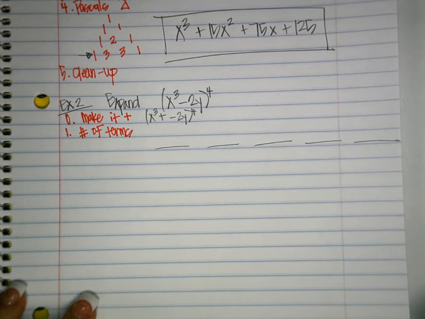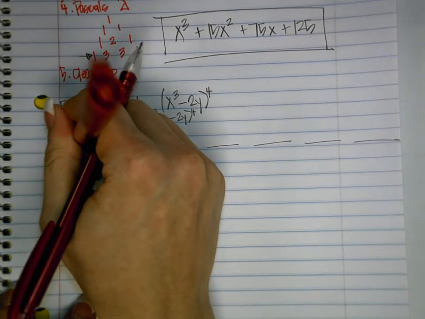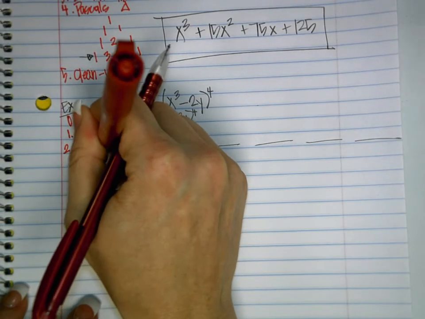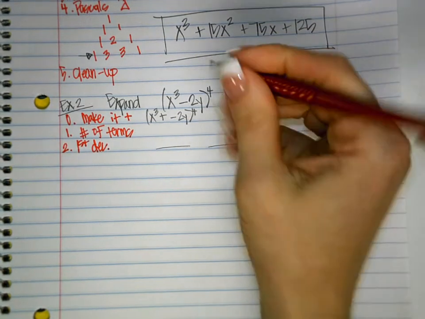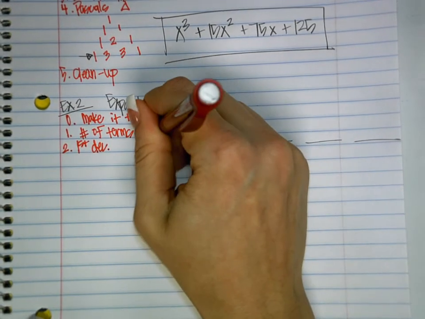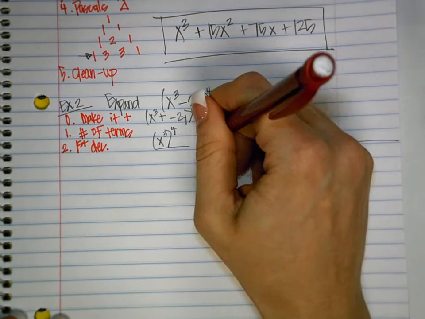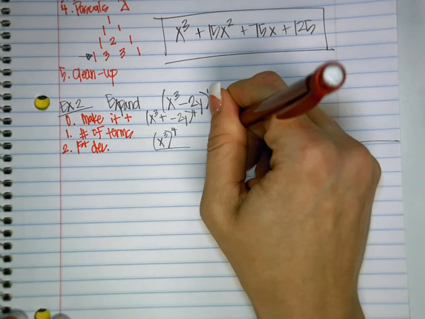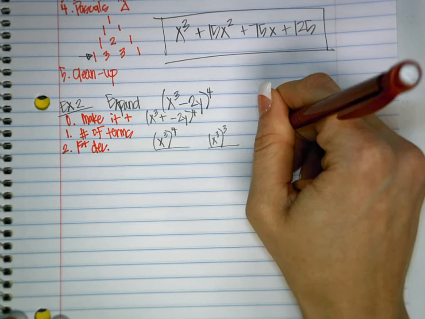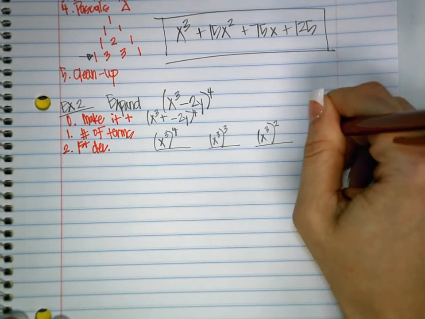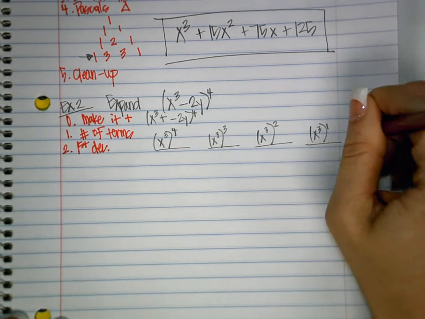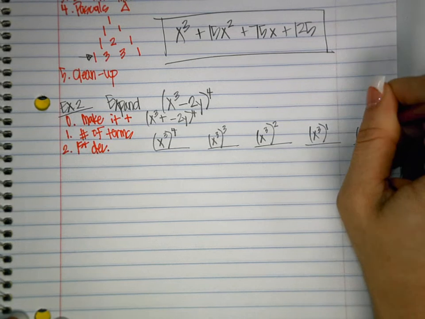All right, your first term will be decreasing in exponent value. So the first term is decreasing, so that's x cubed to the 4th power. Again, make sure that you're putting those in parentheses. So x cubed to the 3rd power, x cubed squared, x cubed to the 1st, and x cubed to the 0 power.